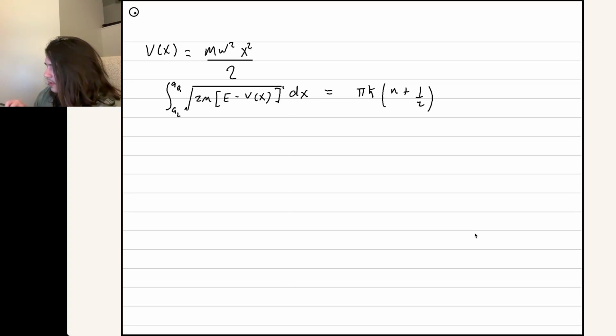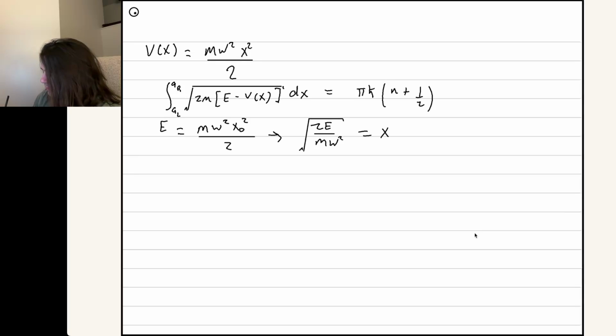So to do this for the harmonic oscillator, first we need to find what the classical turning points are. Those being whenever the energy of the system is entirely equal to its potential at a point x naught, and then you solve for x naught and you have the classical turning point. So that's going to be the square root of 2E over m omega squared, which will be x naught.